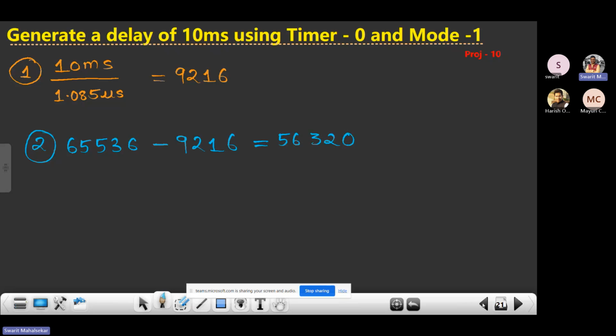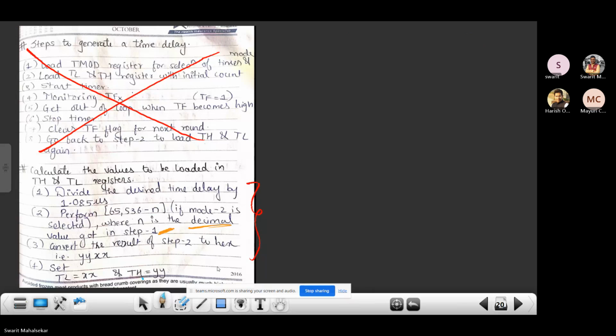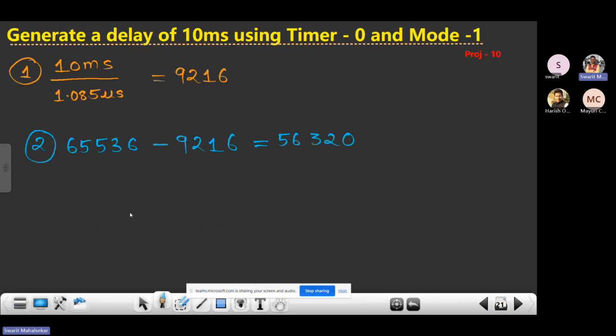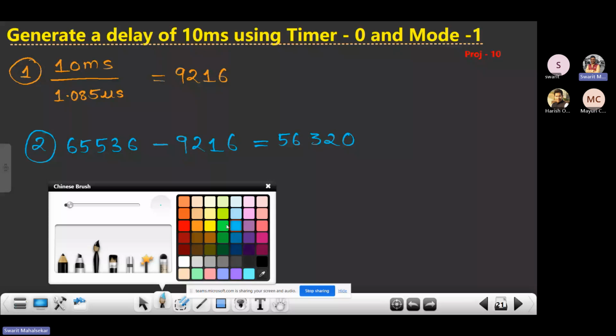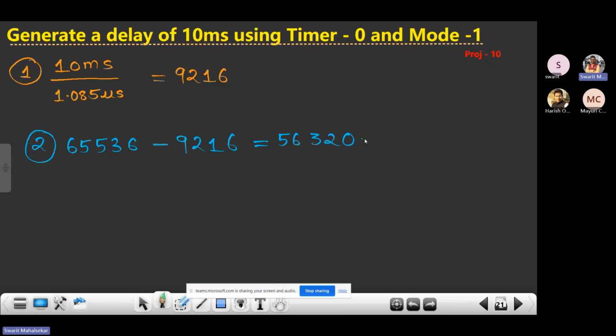Okay. So now we'll move to the next step, and that is convert the result of step 2 to hex, that is YYXX. So whatever the result which you got in step 2, the decimal value, you need to convert it into the hexadecimal equivalent. The value which we got over here was 56320. So we need to convert it into hex format. So this is the decimal, and we need to convert it into hexadecimal.